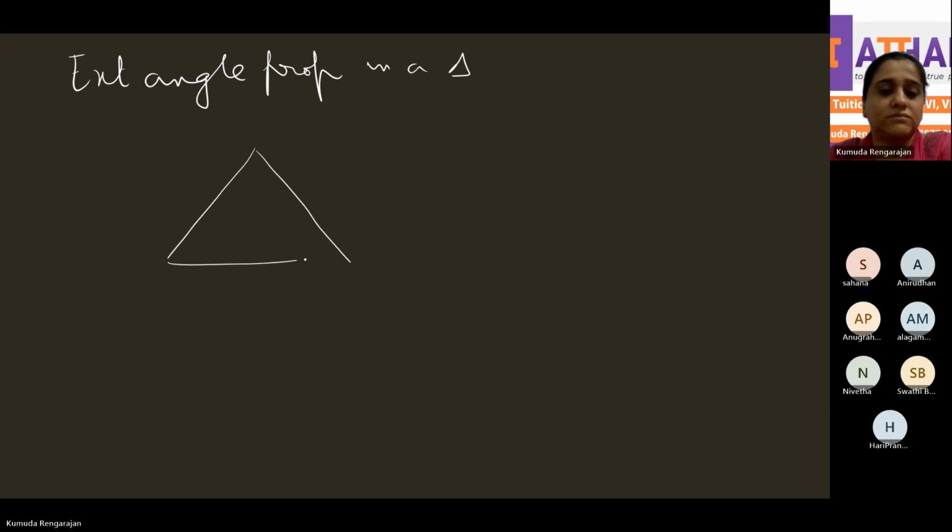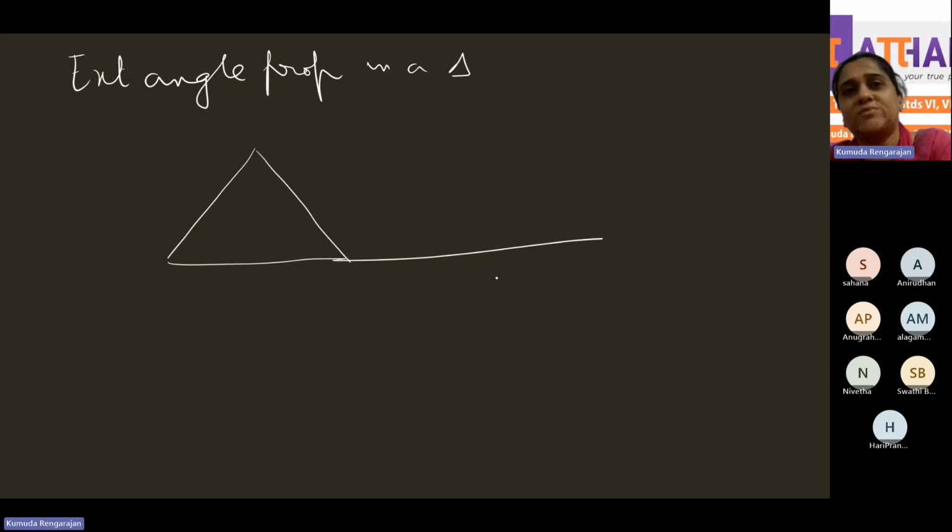Triangle, this side is produced. So when a side of a triangle is produced, an exterior angle is formed. Now see, these are the interior angles of the triangle. Angle 1, angle 2, and angle 3 are the interior angles of the triangle. Now this is the exterior angle, angle 4.